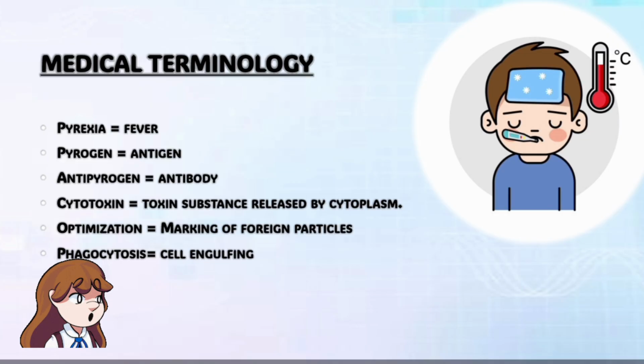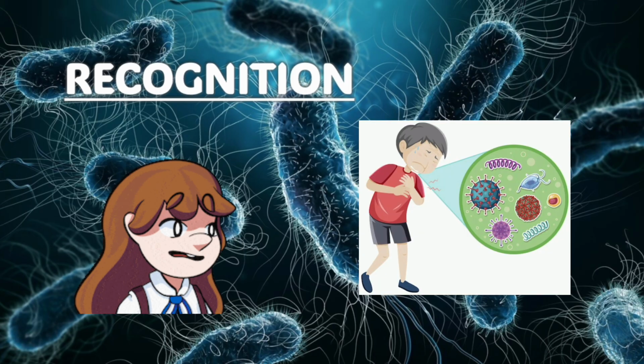And now, coming back to the topic. The first process is recognition. The pathogen enters our body and is identified by macrophages and monocytes. They detect the molecular patterns of the exogenous pyrogen. What is meant by exogenous pyrogen? We know pyrogen is an antigen. Exogenous means external. An external antigen is known as an exogenous pyrogen.